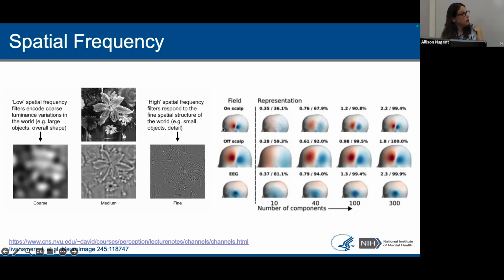So in the magnetic field, we look at a magnetic field pattern. If we have on-scalp sensors and we can sample these higher spatial frequencies, we get a much finer resolution picture of the magnetic field, and that's much better localization.